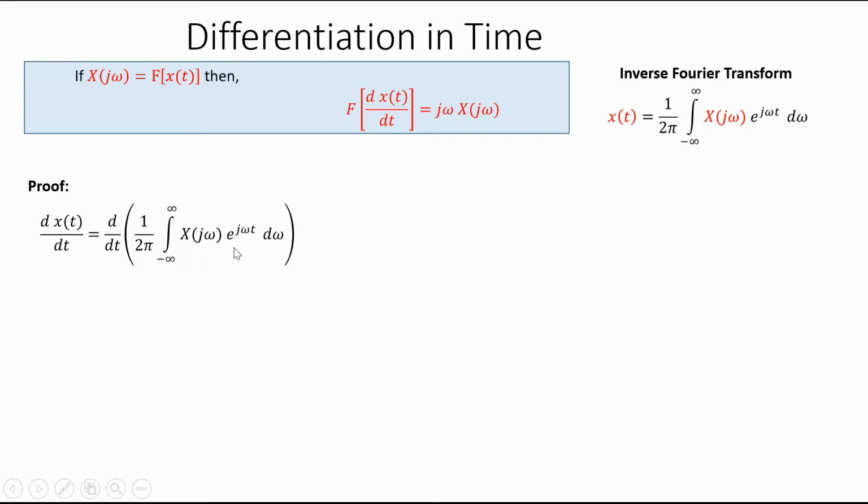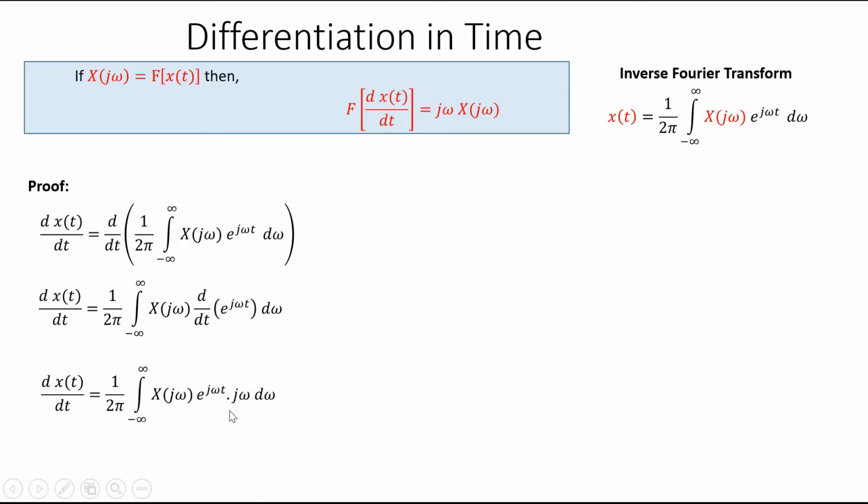Again, if you look here, this integral is with respect to dω, and the only time function is e raised to jωt. So we can take the d by dt inside. The differential will affect only the function e raised to jωt. Again, d by dt of e raised to jωt is e raised to jωt into jω. Then we can write this as jω into X(jω). We can combine this jω and X(jω), so it becomes jω X(jω).